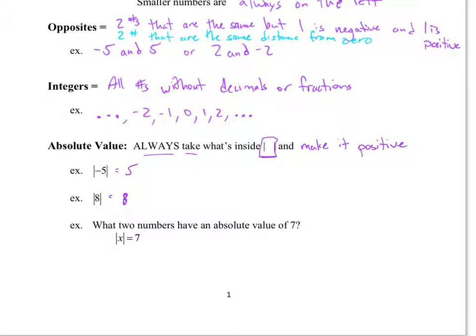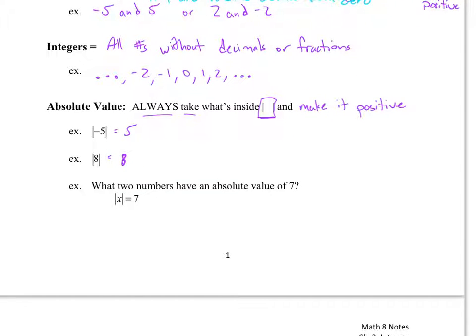There will be some book questions that ask things like this: what two numbers have an absolute value of 7 or another number? So what could we put in our absolute value here? To get 7, we could put a negative 7 in, but we could also put a positive 7 in there because absolute value makes everything positive no matter what.